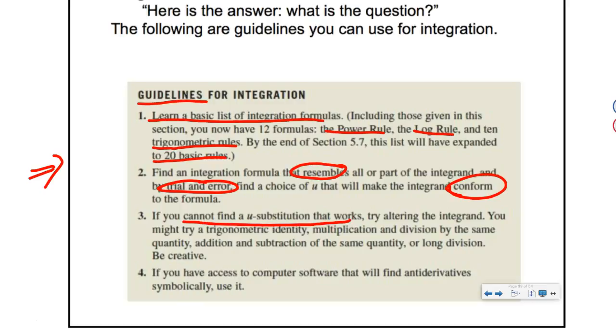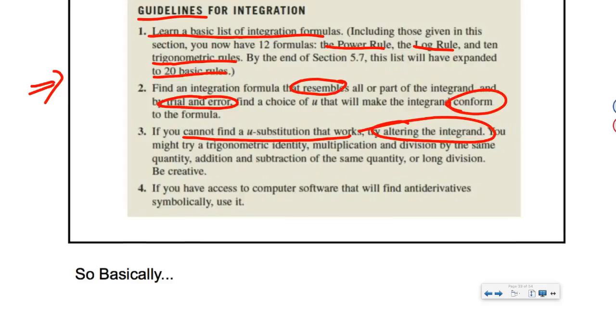And if you can't find u sub that works, they say try changing it. Like messing with it. Like if you see a tangent, change it to what? Sine over cosine. Or if you see something that can be cleaned up, try doing that because maybe then you'll fall onto something that works. And then it says, be a little creative. That is not math advice. Be creative, trial and error, conformity, and then this is the kicker. I love it. This is in our book, by the way. That's where I screenshot this. It says, if you have access to computer software that'll do it, just cheat. So if all else fails, consult Google and it'll probably tell you the answer.